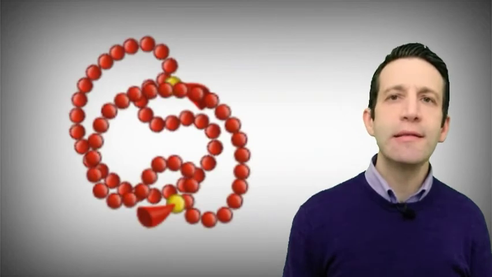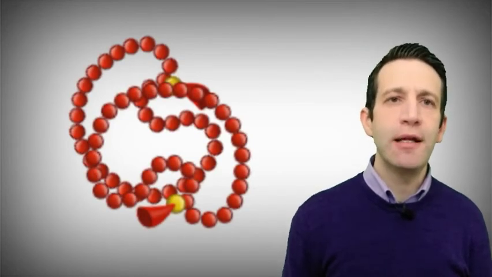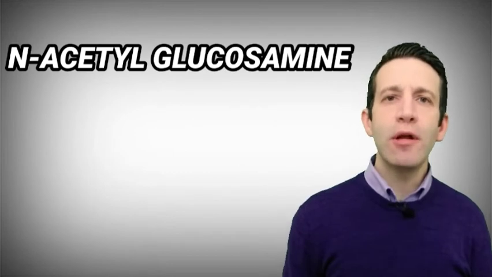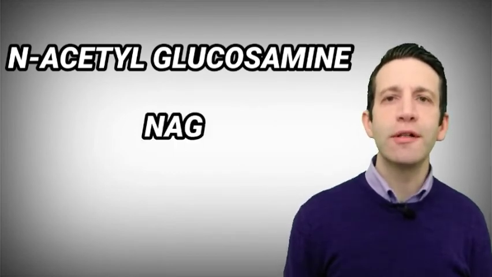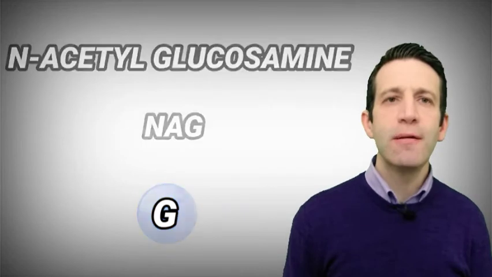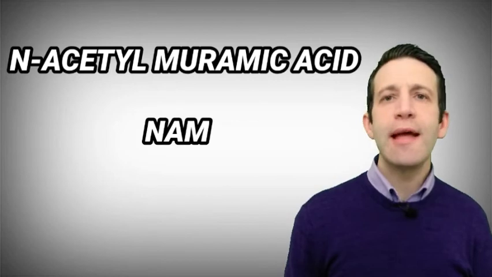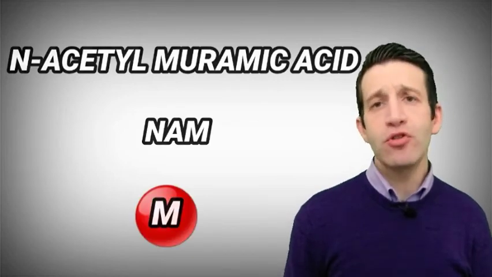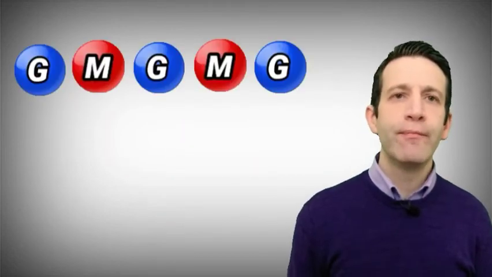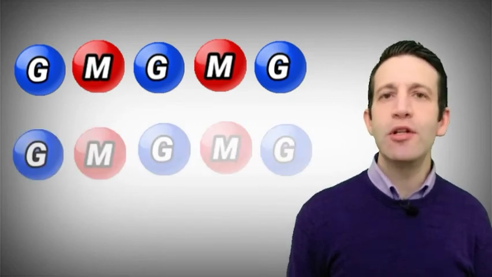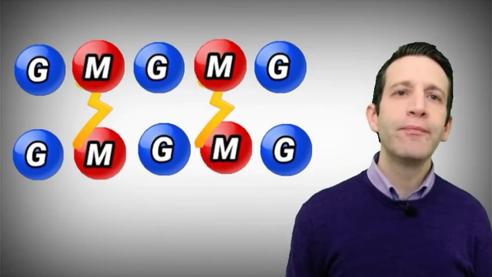We can imagine them as a bunch of pearl necklaces, where 2 types of beads alternate. The N-acetylglucosamine, that we can call for short NAG or just G, and N-acetylmuramic acid, also known as NAM, or just M. They are both sugars and form sequences of GM-GM-GM. All these chains are parallel to each other and are held together by lateral bridges between only the M beads.